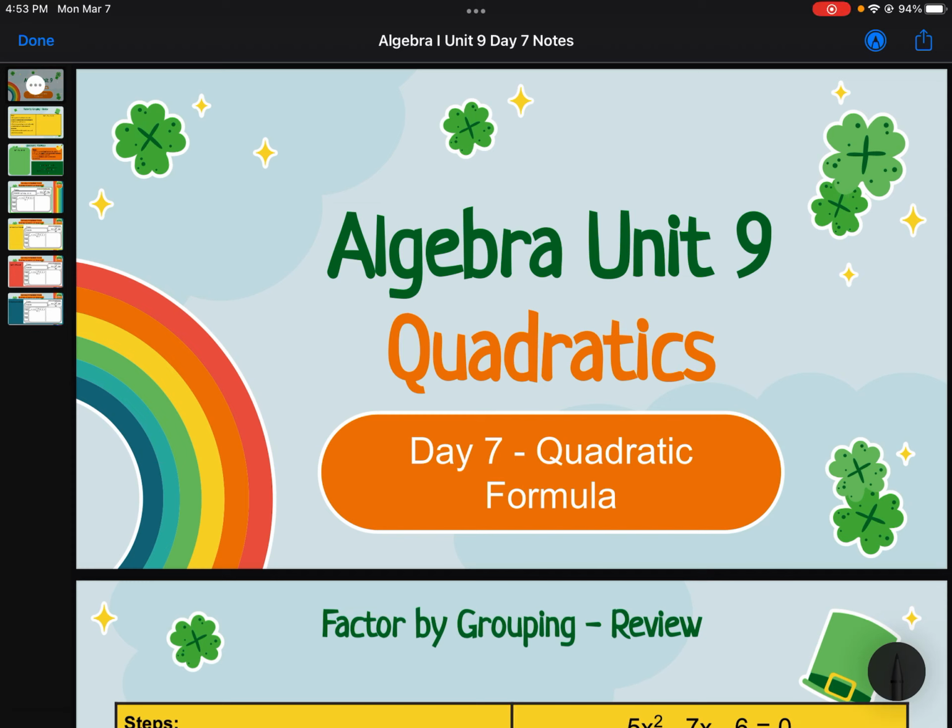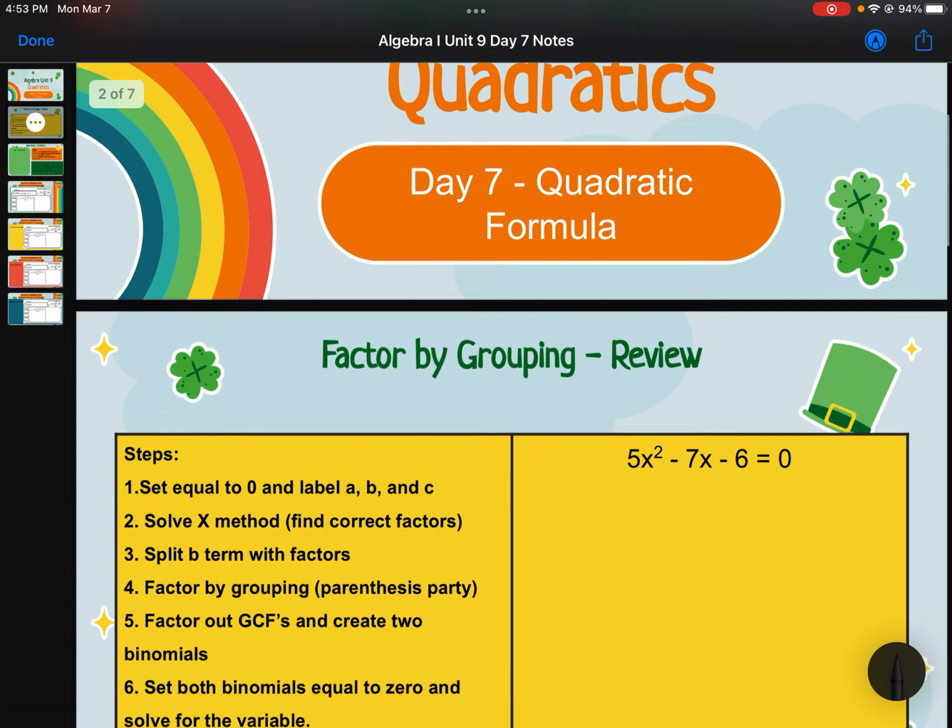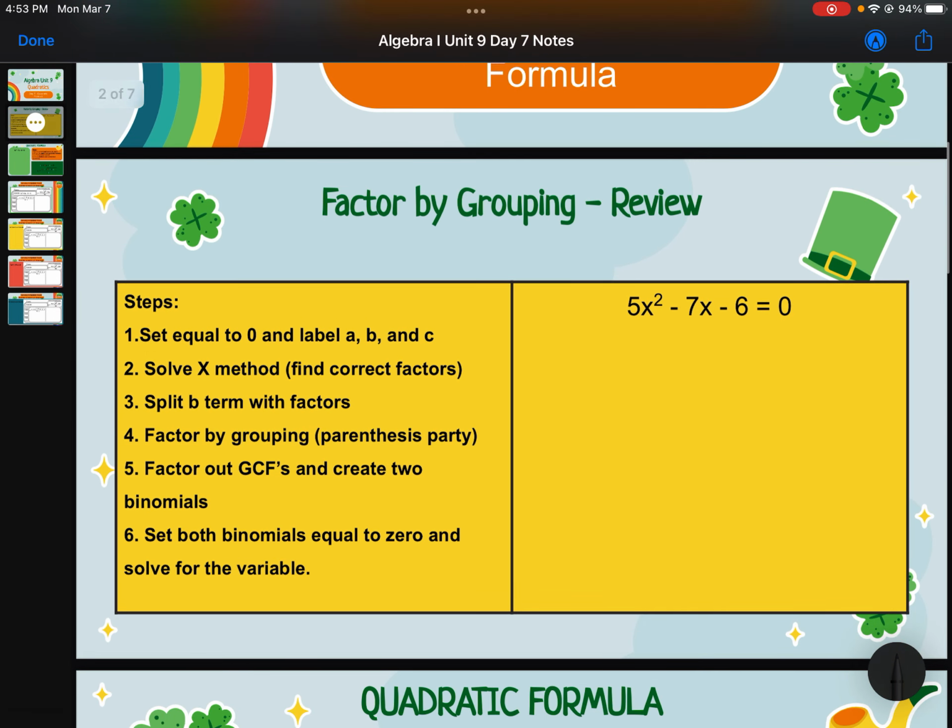Okay, today we're going to be solving our quadratics using the quadratic formula. So first, let's review factoring by grouping. We have to use grouping because our first term is not 1 and it cannot be divided out. So how to solve this?